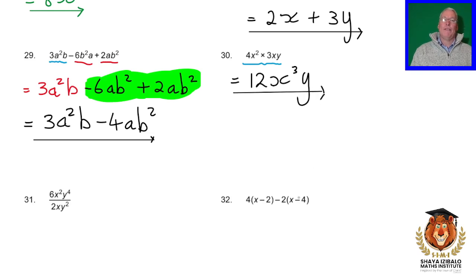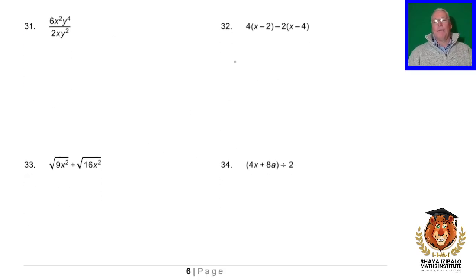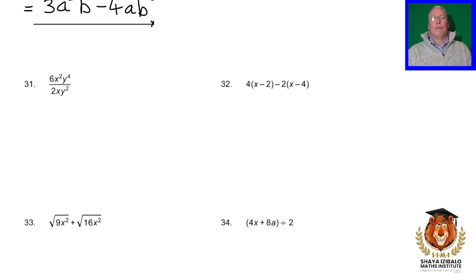If you haven't tried these questions, once again, just a reminder to pause the video and try them yourself. This one we're dividing: 6 over 2, 3. x squared divided by x, just x. Remember, we subtract the exponents, 2 minus 1. y to the 4 divided by y squared, 4 minus 2, y squared.